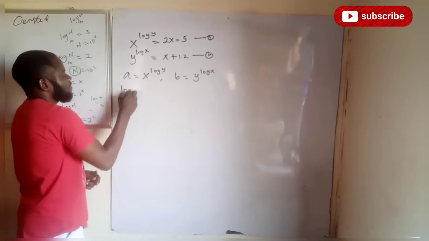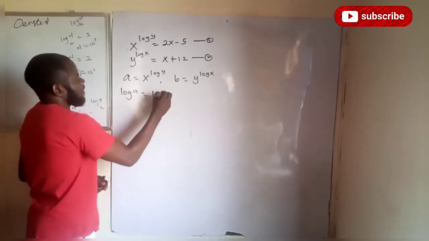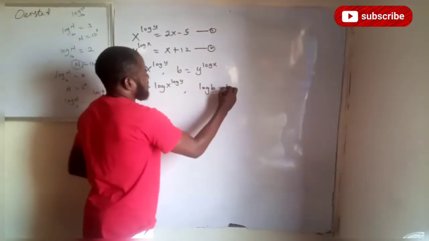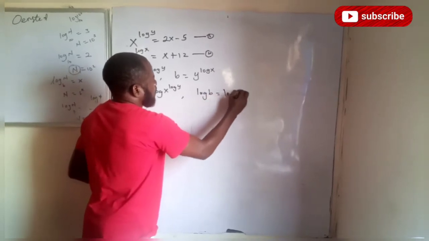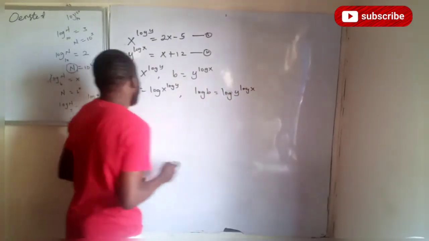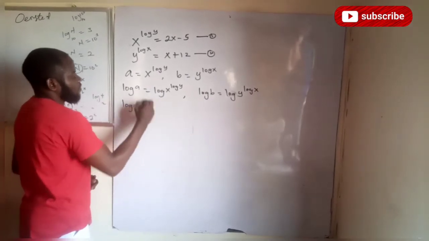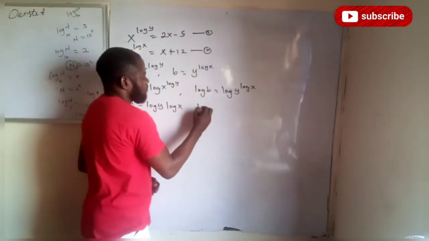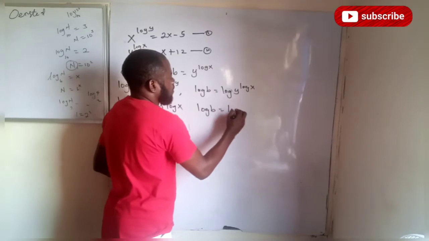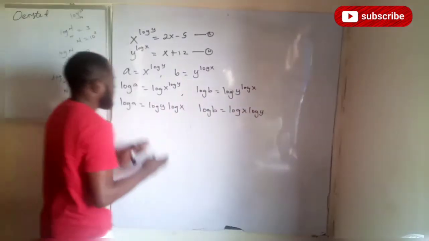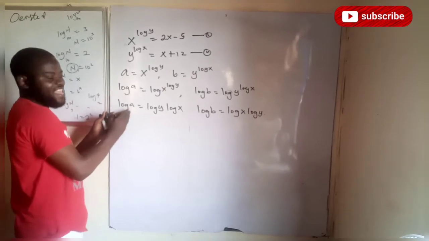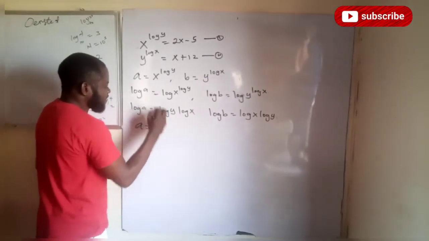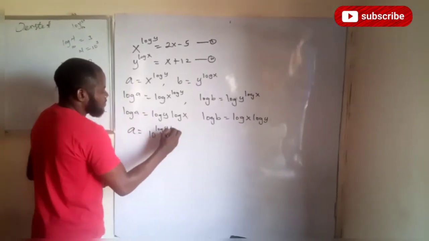Please save guys. Log of a in base 10 equals log of x to the power of log y. And here, log of b to base 10 is actually equal to log of y to the power of log x. Cool. So this will become log a equals log y multiplied by log x. And this one will become log b equals log x times log y. So if you look at this now, this is log a, this is log b. So a here is equivalent to 10 to the power of log y log x.